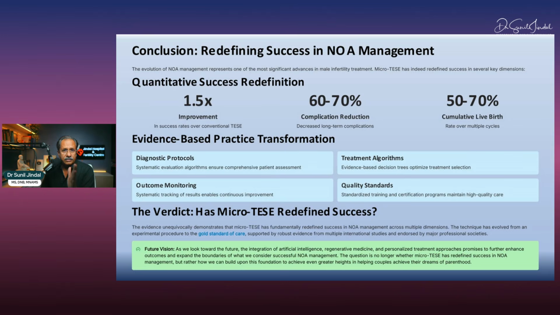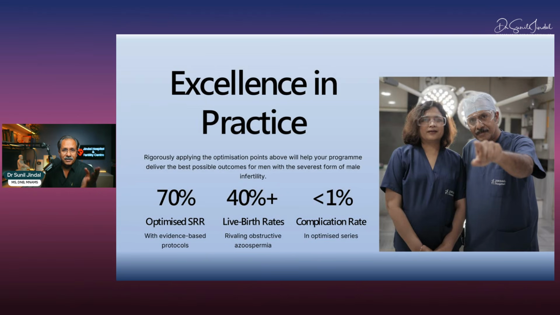In conclusion, there is a 1.5 times improvement, 60 to 70% complication reduction, and 50 to 70% cumulative birth rate. One thing needs to be done: diagnostic protocols, treatment algorithms, outcome monitoring, and quality standards need to be used. What is the verdict? The verdict is very simple. It is just excellence for the patient, and rigorous training can be done for this. If you can have a 70% retrieval rate, live birth rate, and very little complications, it is great.